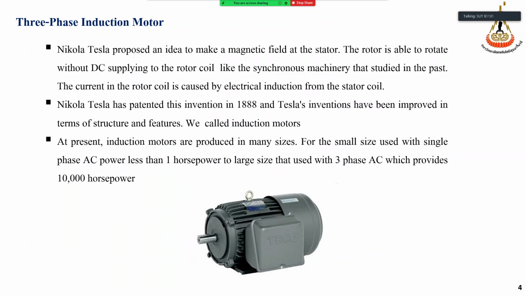So for the three-phase induction motor, Nikola Tesla proposed an idea to make magnetic field at the stator, right? And the rotor is able to rotate without DC supply to the rotor coil. For synchronous machine, we need to supply the power to the rotor also. But for induction machine, we just make the magnetic field induced into the rotor, and it will cause the force, right, the torque applied to that coil.